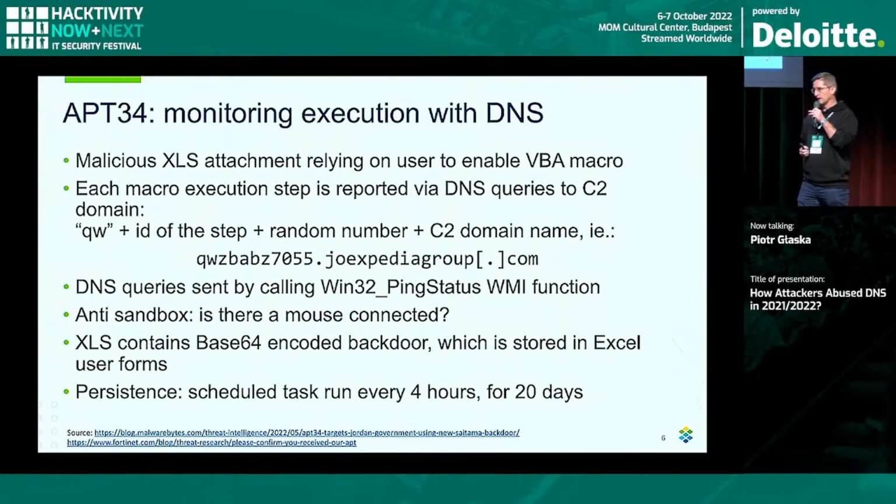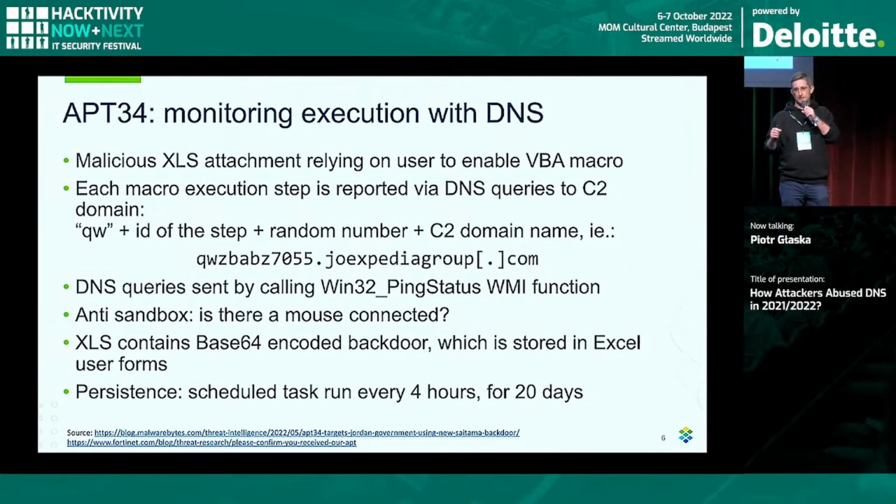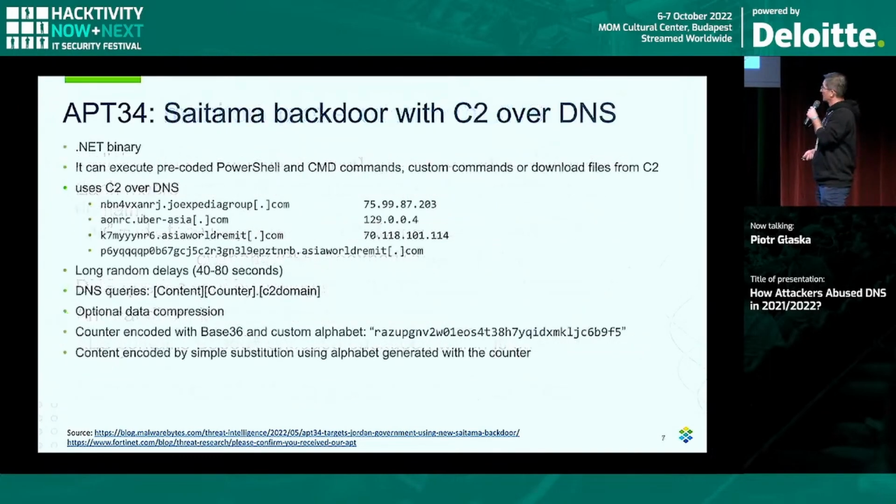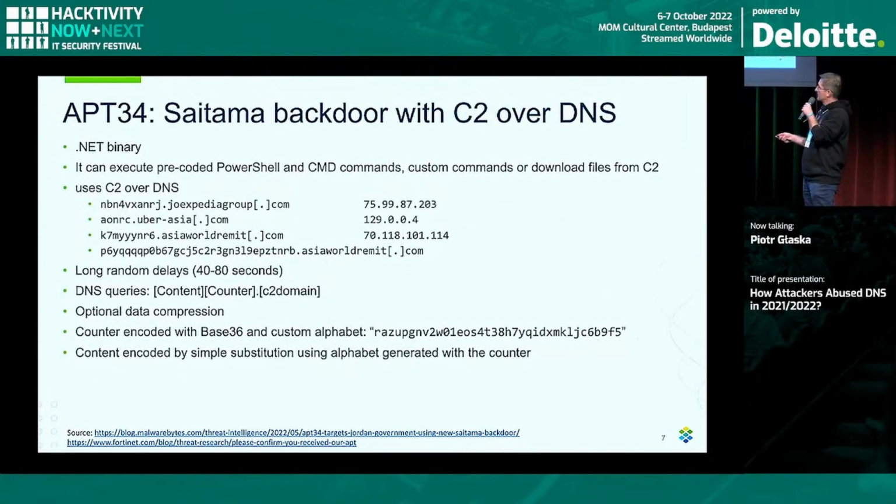So it was not a very typical way to look for the malicious code. The backdoor itself was not run by Excel, but it was written to the scheduler. So basically the scheduler would run the process, not Excel itself, because again, that would be a little bit suspicious. About the backdoor, the Saitama backdoor, which was dropped: that was a .NET binary, able to execute some pre-coded commands, but also custom commands, and also able to download new malicious plugins from the C2 server.